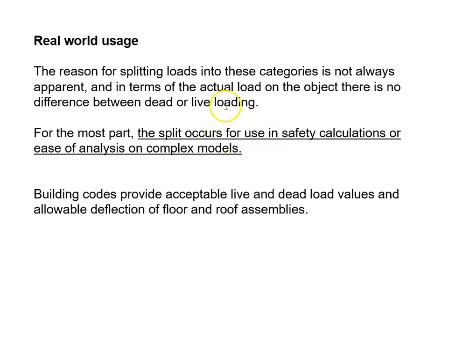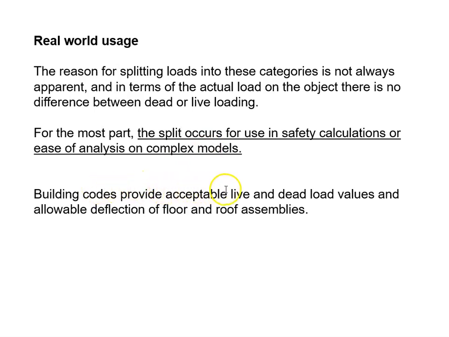Okay, so the reason for splitting loads into these categories is not always apparent. In terms of actual load on an object, there is no difference between dead or alive. So the building doesn't care so much. Loads come and go, but, is it wind? Is it a person? Is it a boiler? Doesn't care so much. For the most part, these splits actually occur for safety calculations and making complex code models and studies, structural engineering models, studying them to make it all much more manageable. All right, so it's a little more academic why we break things up.